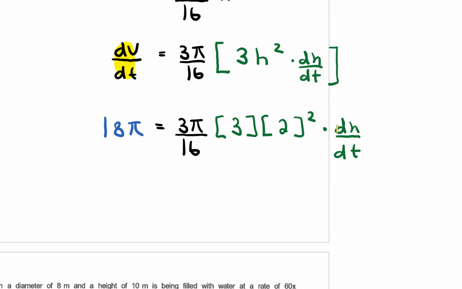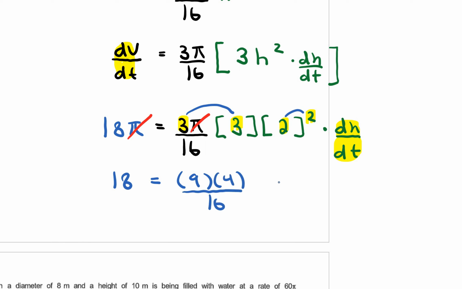And the goal right now is to find dh over dt, right? So we're pretty much done with all the derivatives. Now we need to crunch the numbers out here. So I know that the π's can cancel off, and if I multiply 3 and 3, I get 9, and 2 times 2 is 4. There are a lot of different ways we can simplify this, so I'll try to do this in a few steps. So 3 times 3 is going to be 9, and 2 squared is going to be 4, all over 16, and that's going to be times dh over dt.